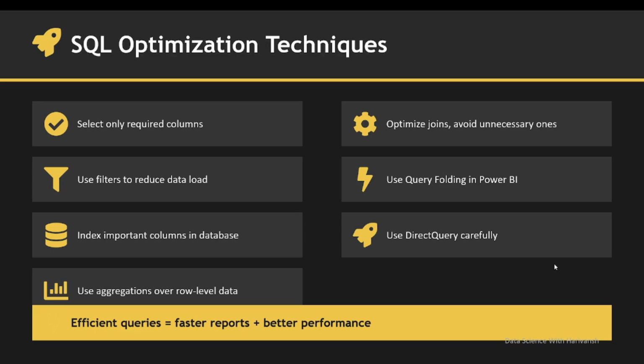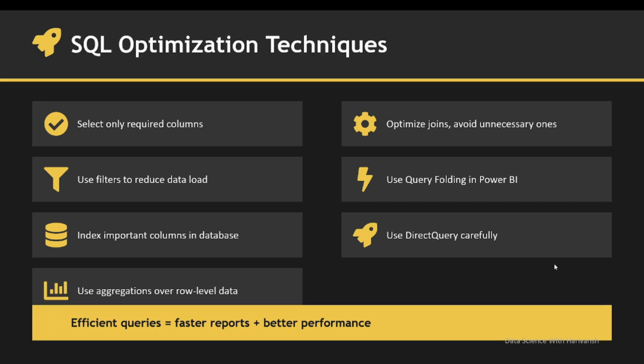SQL optimization techniques in Power BI. There are seven key techniques for optimizing SQL queries and improving Power BI report performance. Let's go through each one in detail so you understand not just what to do, but why each technique makes a significant difference. The first technique is to select only the required columns.